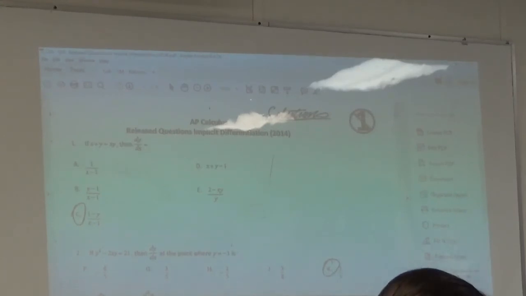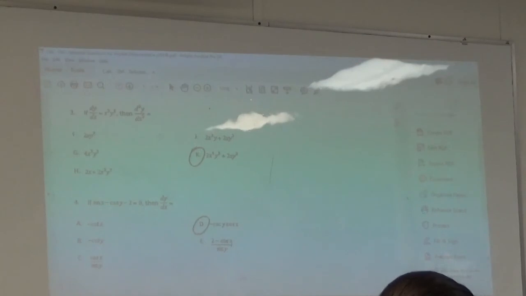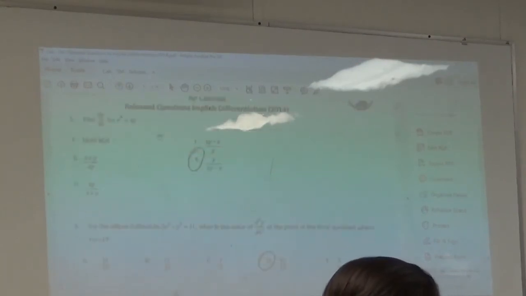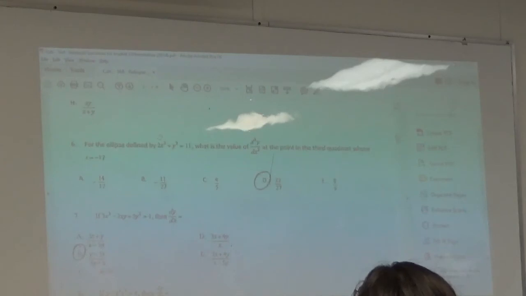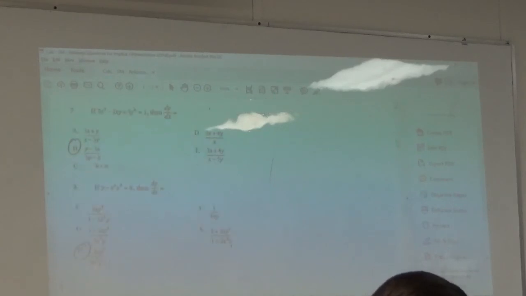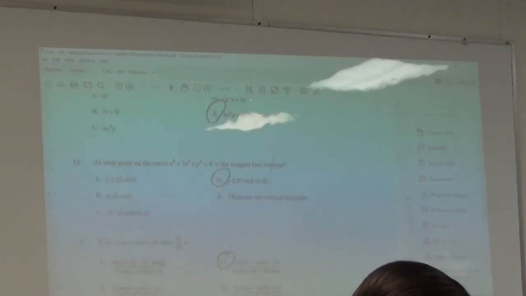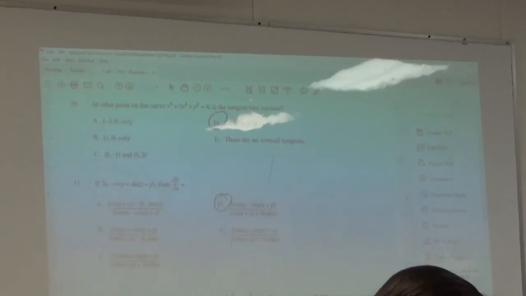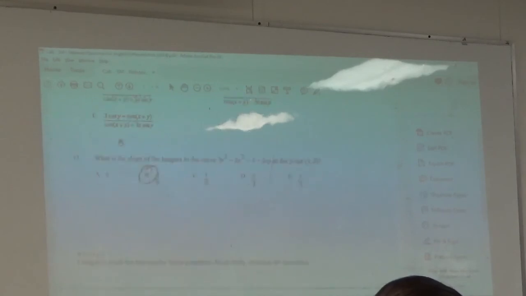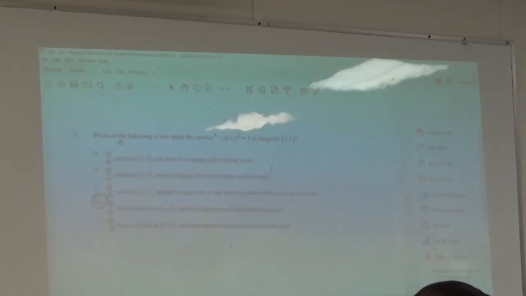Number 1 ought to be C. Number 2, K. 3, K. 4, D. Number 5 is K. If we have time, I want to come back and talk about number 5. Number 6 is D. 7, B. 8, H. 9, E. 10 is D. 11 is D. 12, B. 13, B. 14, E. And 15, D.